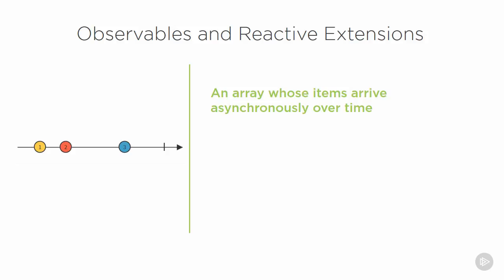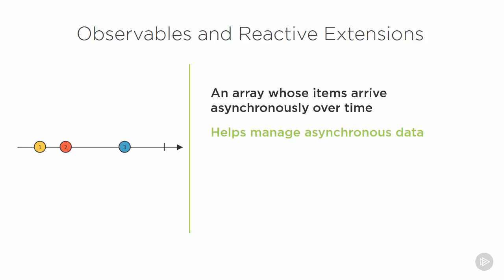We can think of an observable as an array whose items arrive asynchronously over time. On the timeline to the left, the first marble comes in, then the second, and sometime later the third. Observables help us manage asynchronous data, such as data coming from a back-end service.